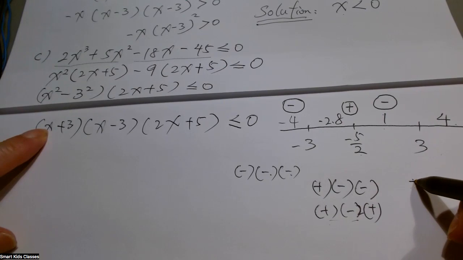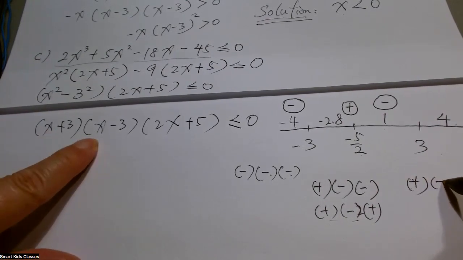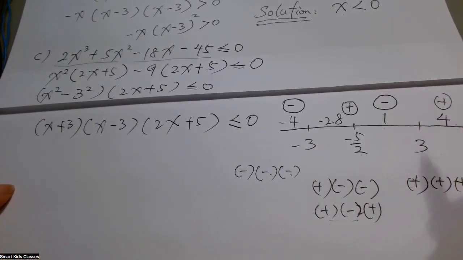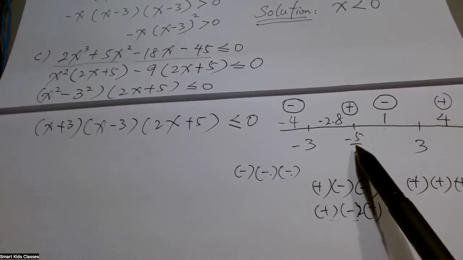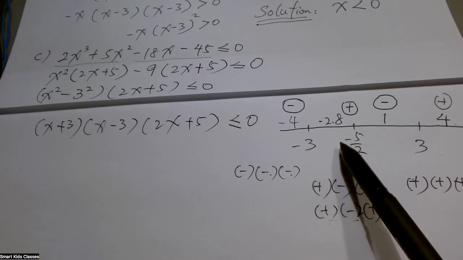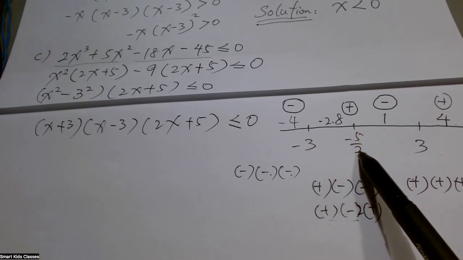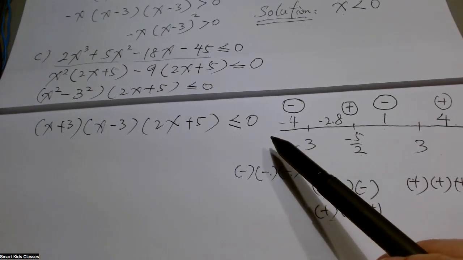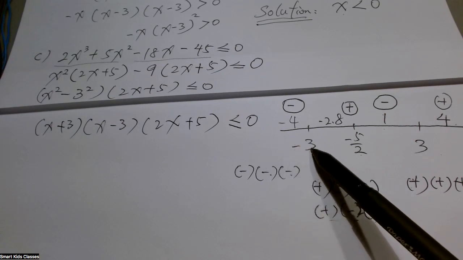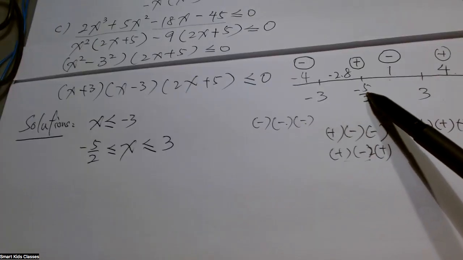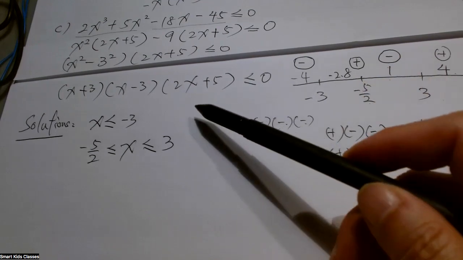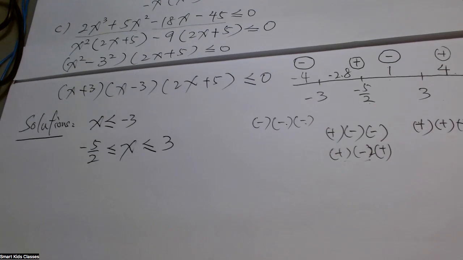Let's try 4. 4 here, first bracket, positive. Second bracket, positive, and positive. So positive here is not the solution. We only get the one from negative infinity to negative 3, and from negative 5/2 to 3, this interval. So therefore, we got 2 solutions. We're going to do the next question.